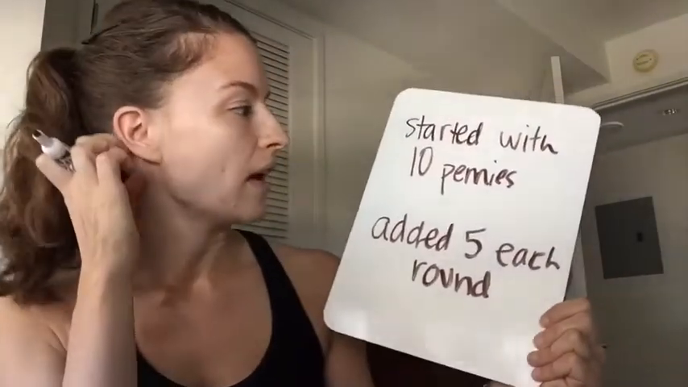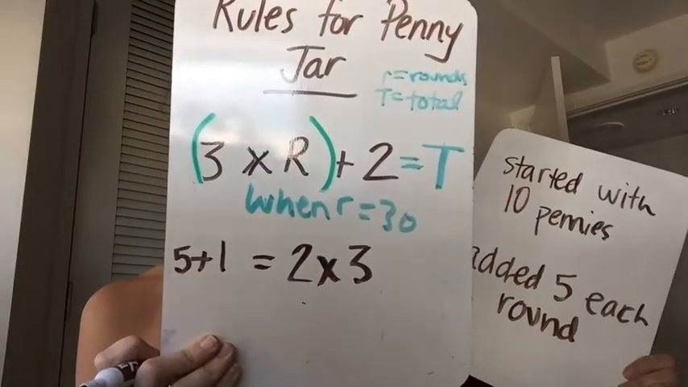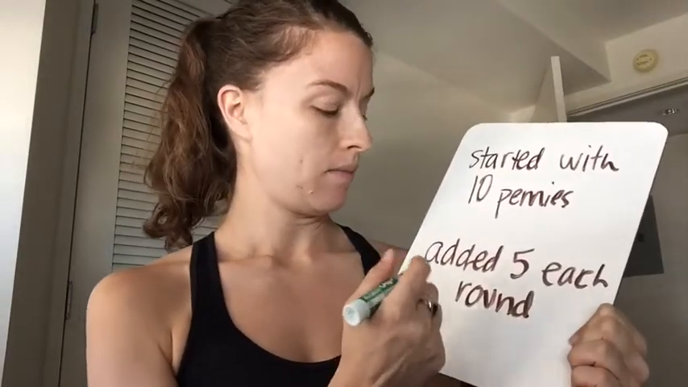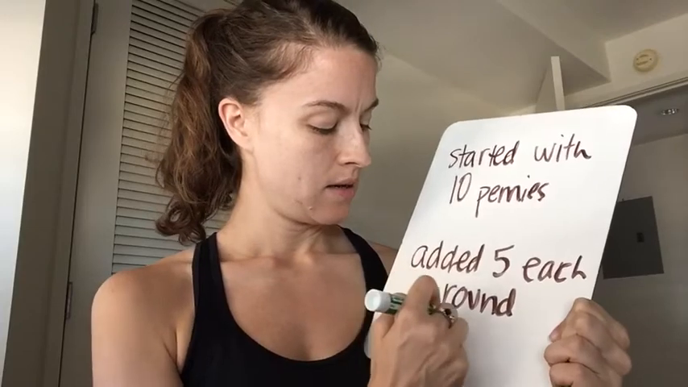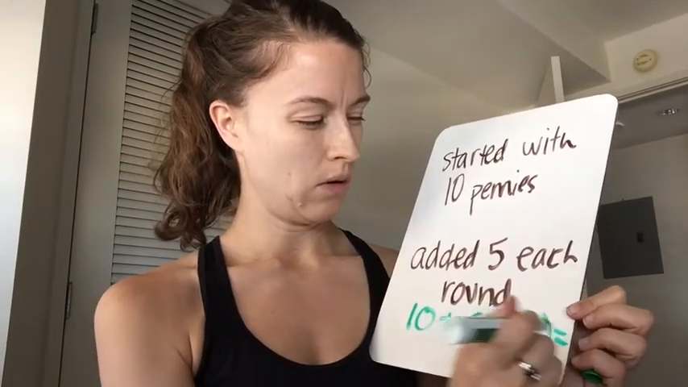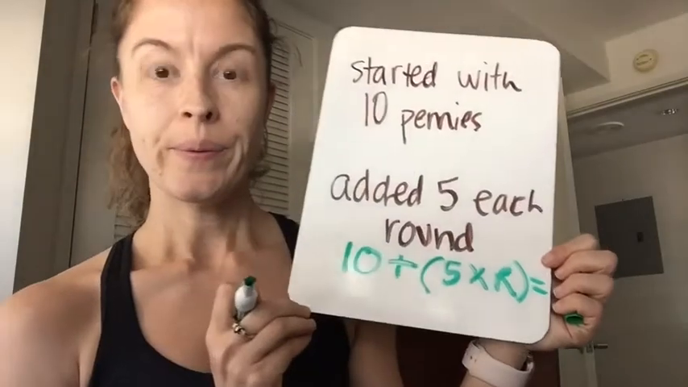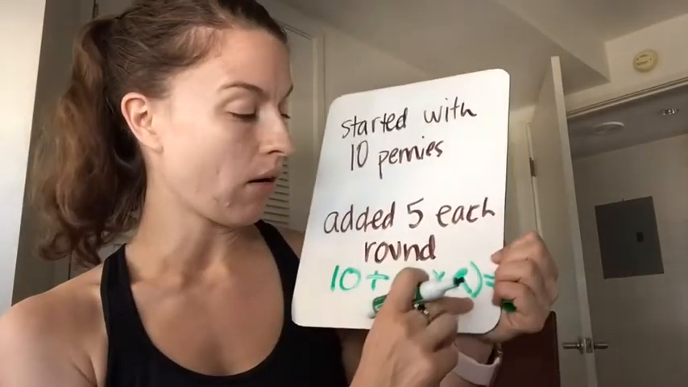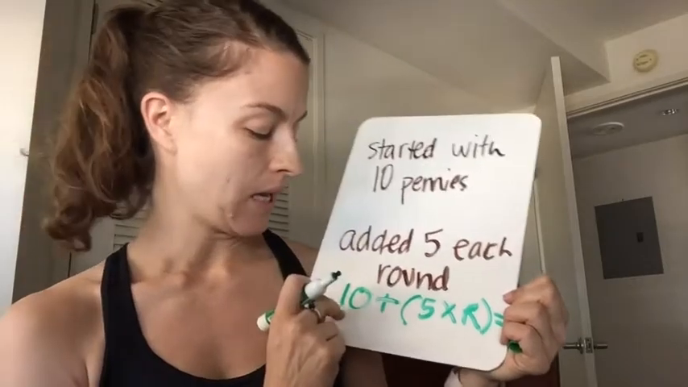Okay, welcome back. So if you started with 10 pennies and you added 5 each round, and you were using this model, you might have an idea of where you could replace the 3 and the 2 with these numbers, right? So if you did something along the lines of 10 plus, parentheses, 5 times r, and you wrote equals something, you would be correct, okay? Because that would work. You have the R for the rounds, 5 each round, 10 to start with.